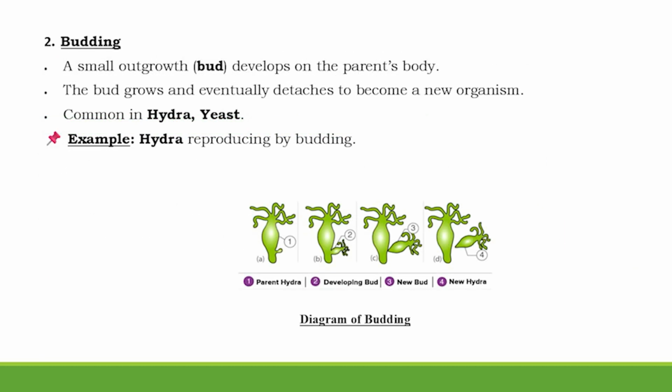Two. Budding. A small outgrowth, bud, develops on the parent's body. The bud grows and eventually detaches to become a new organism. Common in hydra, yeast. Example: hydra reproducing by budding.